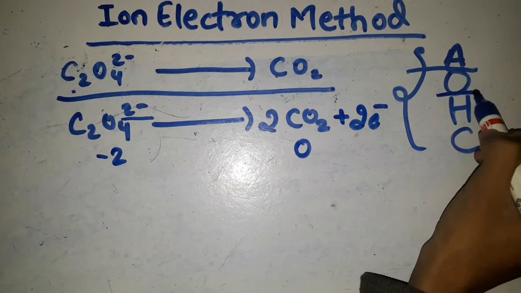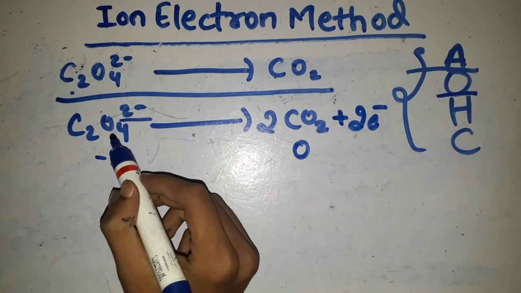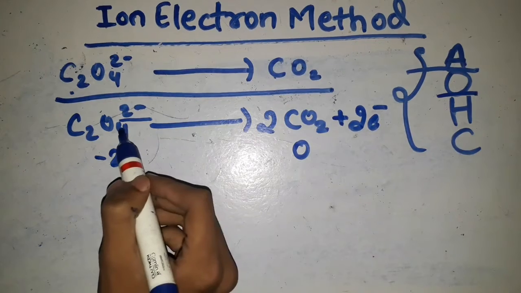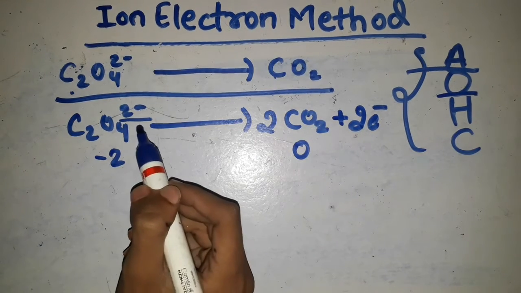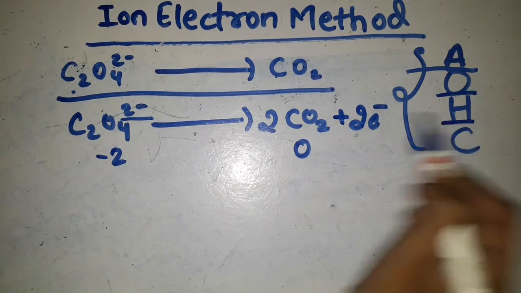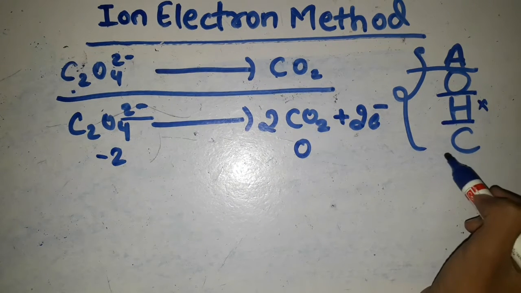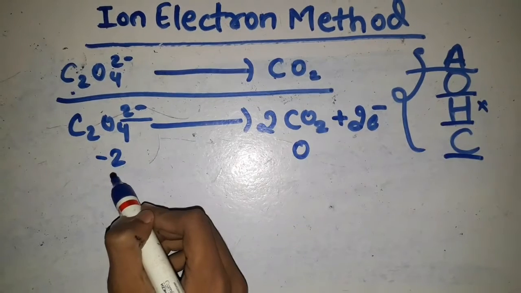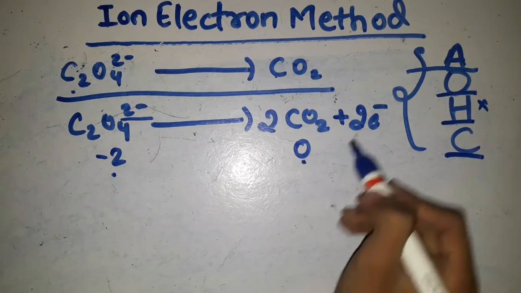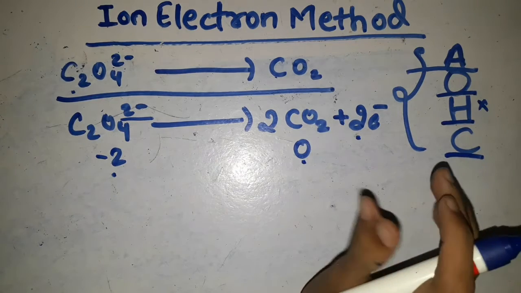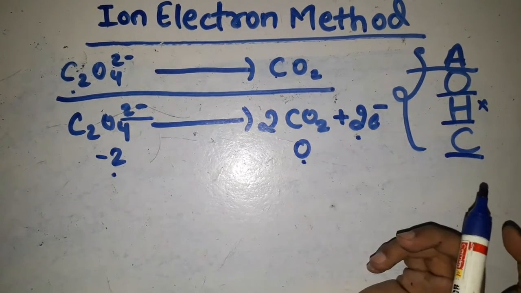The second step, oxygen. As oxygen is balanced when we multiply by 2, there are also 4 oxygens, so it gets balanced. And hydrogen is not present here, so this step can be skipped. At last we will see charge, and here the charge is minus 2 and 0, so we will add 2 electrons. By this, our half reaction is balanced.